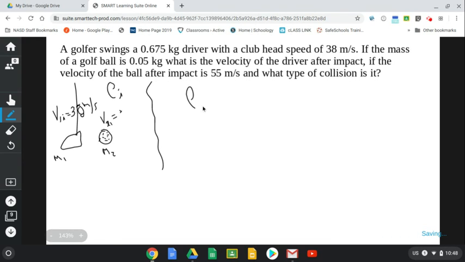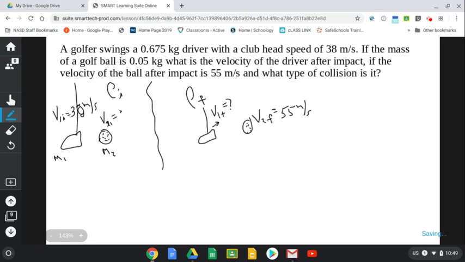Let's take a look at the final conditions. Okay, so what happens when a golf club hits a golf ball? Do they stick together? No, right? So the golf ball goes flying off. And in this case, with a velocity of 55 meters per second. But does the golf club stop? No, it continues going off in this direction at some unknown final velocity. So that's what we're trying to find out.